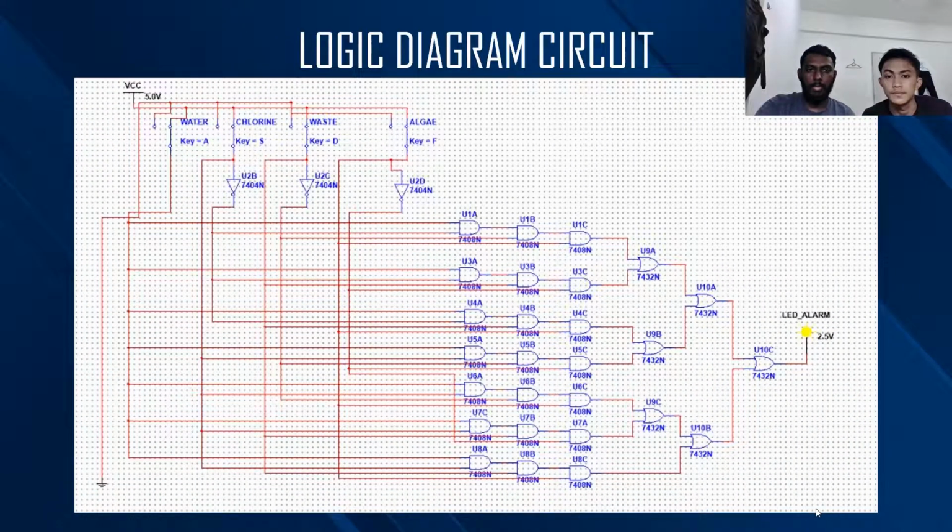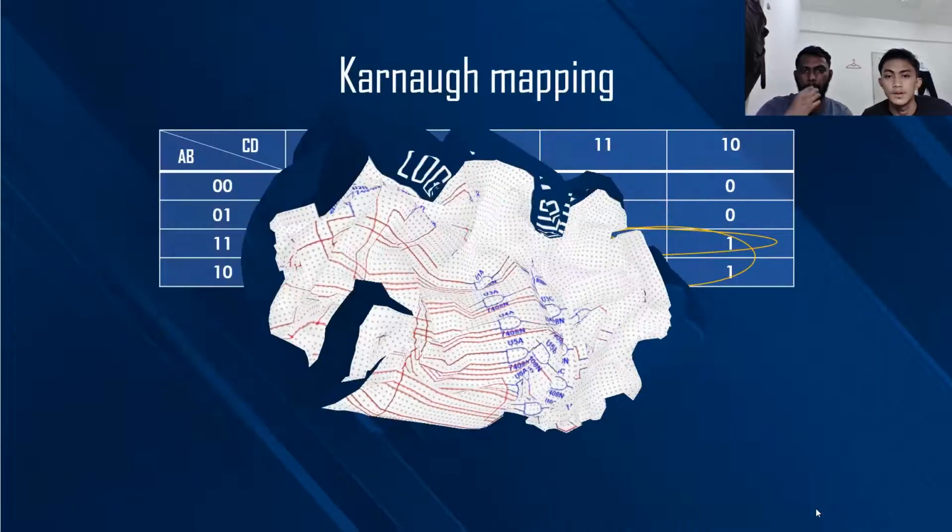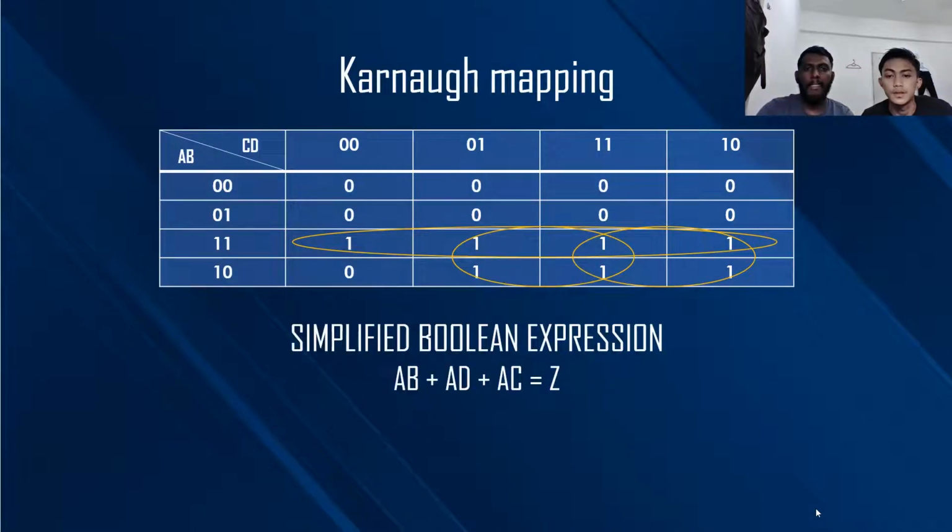So after this, we'll see our K map. Based on the Boolean expression, we use K map to simplify the equation. So this is our K map. After we simplify the truth table, we get AB plus AD plus AC. So this is our simplified Boolean expression.